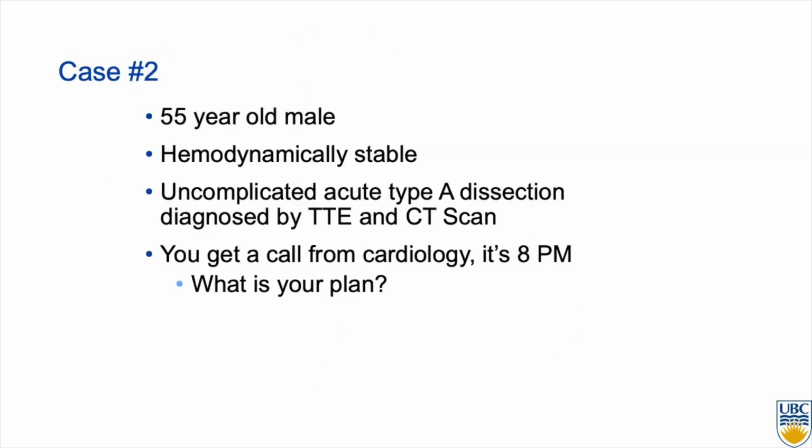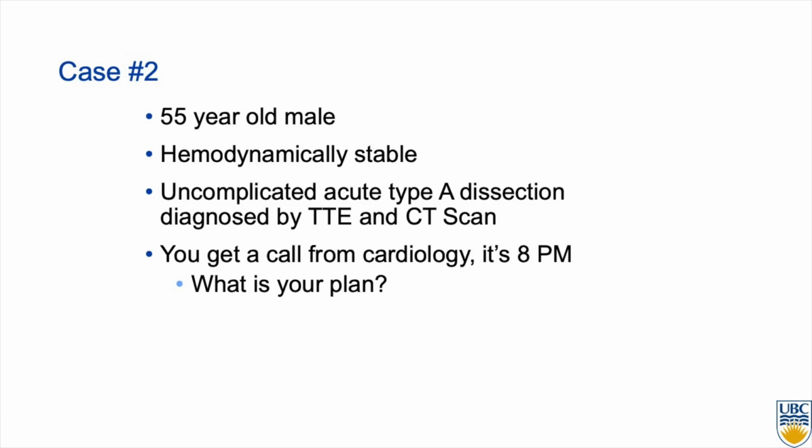Case number 2 is a 55-year-old male who is hemodynamically stable, who has an uncomplicated acute type A dissection that was diagnosed by TTE and CT scan. You get a call from cardiology, you review the films, you concur that the patient does have a type A dissection that seems acute. It's 8 p.m. What is your plan?